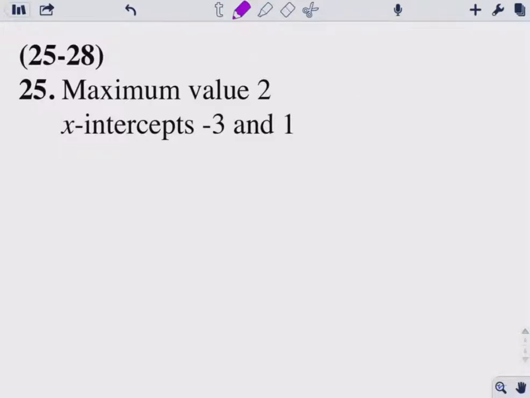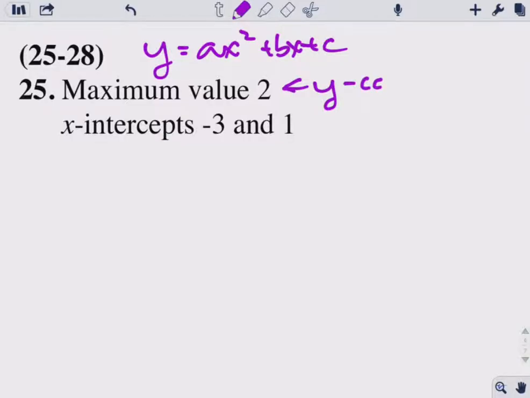Okay, so I looked at the directions on this when I was writing it up. The idea is to write a quadratic equation in y equals ax squared plus bx plus c form, given the information. Our max value means that's the y coordinate of our vertex.